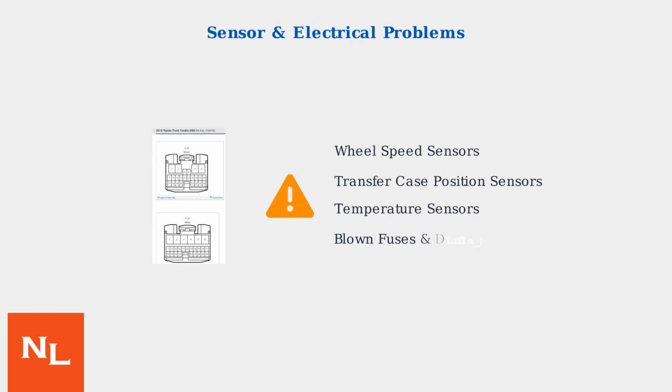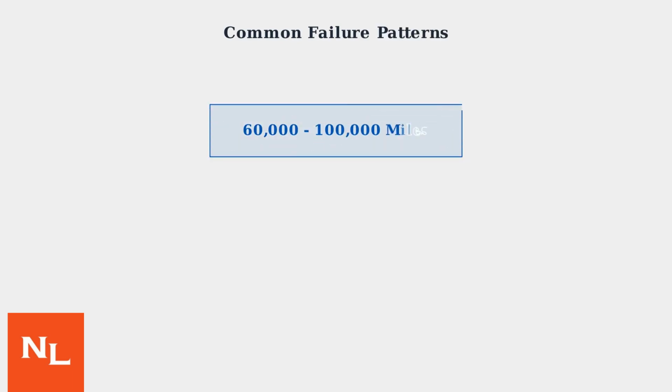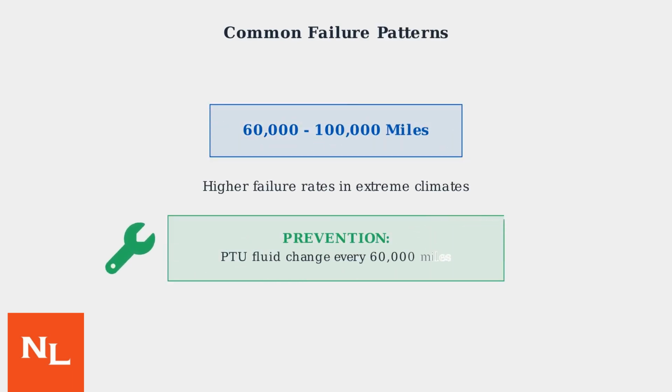Wheel speed sensors, transfer case position sensors, and temperature sensors all communicate with the 4WD system. Electrical issues like blown fuses or damaged wiring can disrupt these communications. Most failures occur between 60,000 and 100,000 miles, with higher rates in extreme climates. Regular maintenance is crucial. PTU fluid should be changed every 60,000 miles, despite manufacturer claims of lifetime fluid.